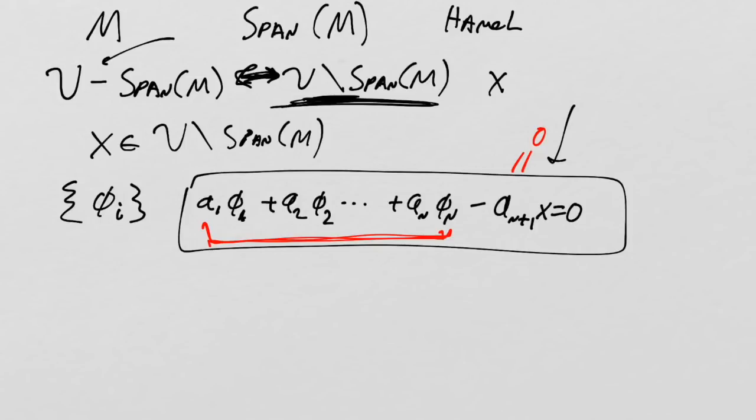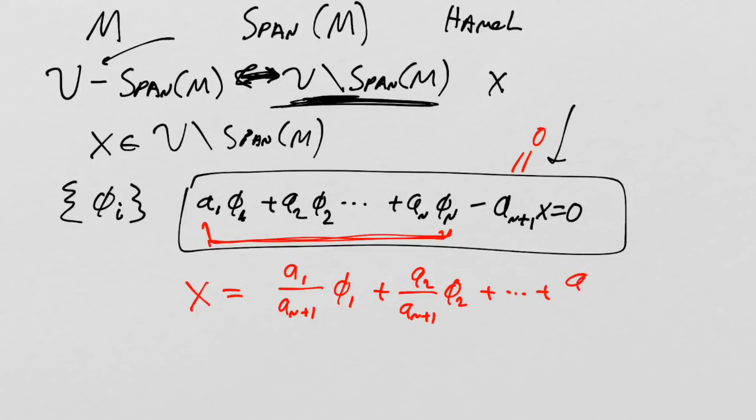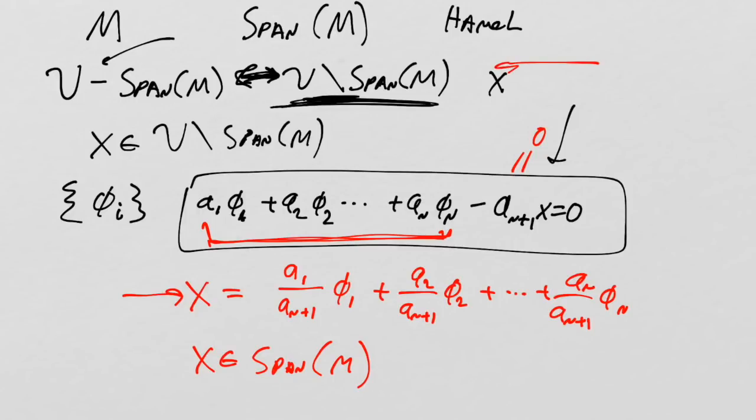If a n plus 1 was not equal to 0 and this statement was true, then I could write x equals a1 over a n plus 1 phi 1 plus a2 over a n plus 1 phi 2 plus up to a n over a n plus 1 phi n. I could write that. But then if that's the case, x is in the span of M, which we asserted it wasn't to begin with.